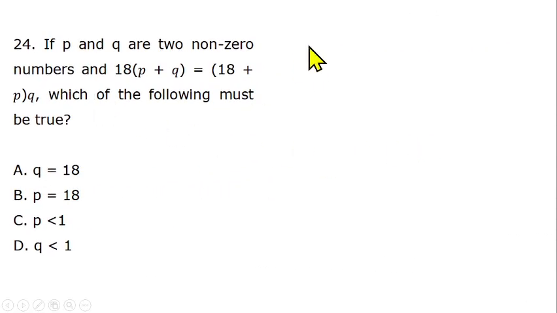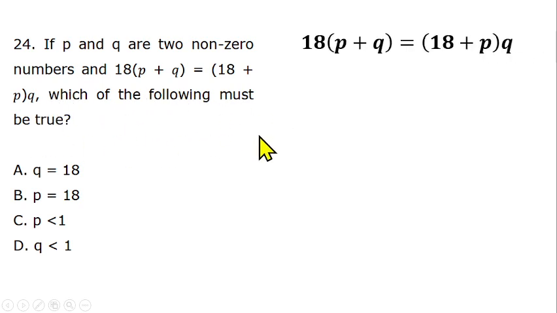Question 24 is for us to check the value of P and Q that will make the left hand side equal to the right hand side. If P and Q are two non-zero numbers, and 18 into P plus Q is equal to 18 plus P into Q, which of the following must be true? So we are having this. What must make this equation true? Is it the value of Y, or the value of P, or the value of Q?